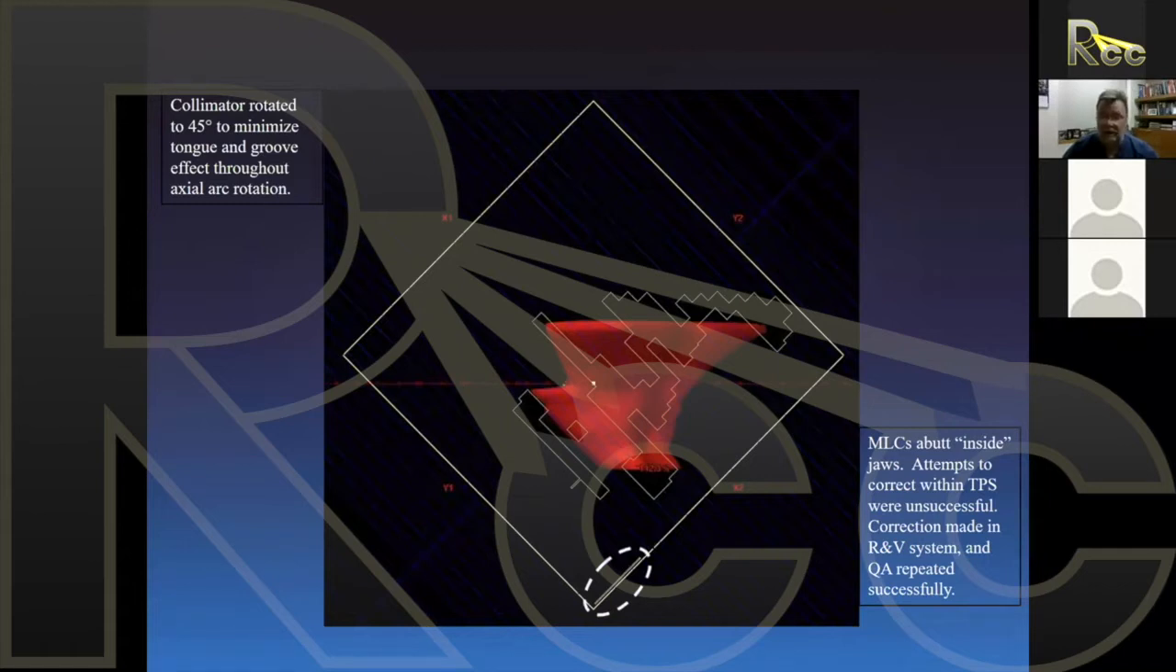We tried to fix this in the planning system with the isocenter where it was. It was not possible. We were actually able to fix it in the record and verify system, but we made this go away prior to treatment. We didn't want to give 25% of the total dose outside the target region.